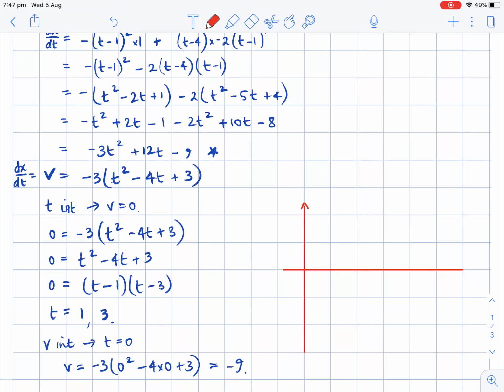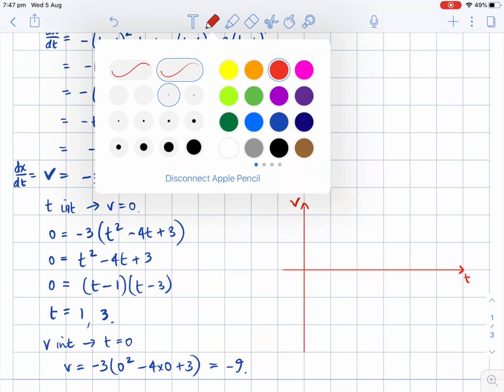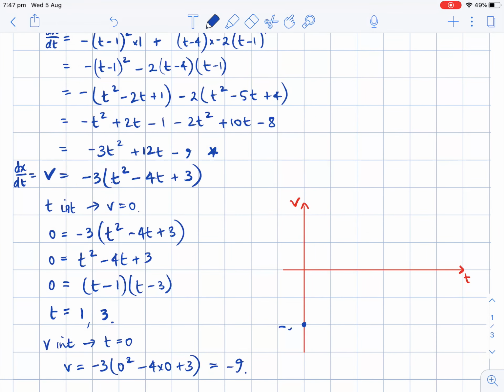We know it intercepts the velocity axis at negative 9, so let's call this negative 9 down there, and it also intercepts at 1 and at 3, and this graph is a quadratic. It's a negative quadratic for velocity, so I'm just trying to work out how I could possibly have all of these things come together. A negative quadratic has to be upside down. It's going to look like that.